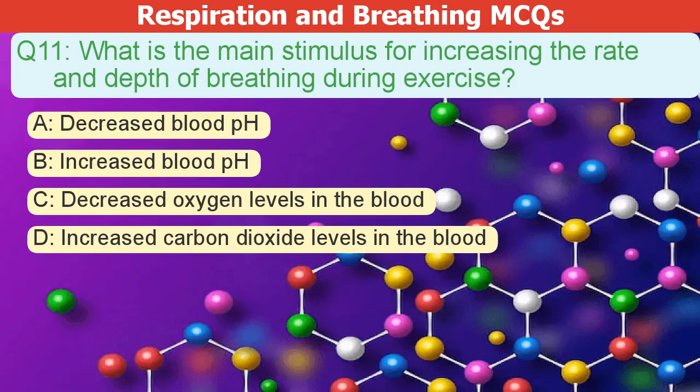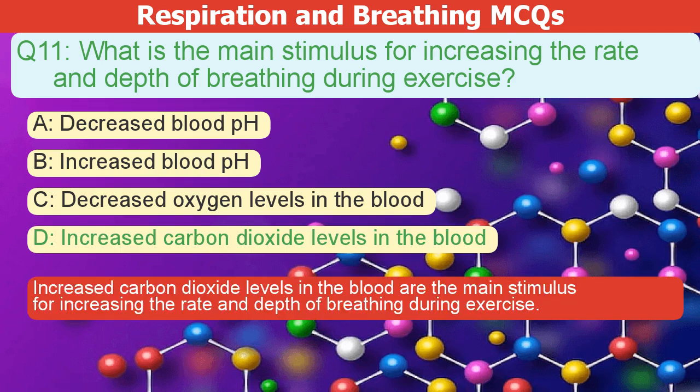What is the main stimulus for faster, deeper breathing during exercise? A. Decreased blood pH. B. Increased blood pH. C. Decreased blood oxygen levels. D. Increased blood carbon dioxide levels. The correct answer is D. Increased carbon dioxide levels in the blood are the main stimulus for increasing the rate and depth of breathing during exercise.